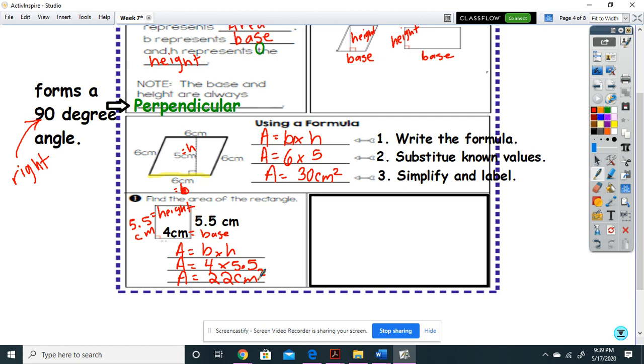All right, so that is how you do parallelograms. Just like rectangles, just notice the dotted line in the middle of your parallelogram is your height.